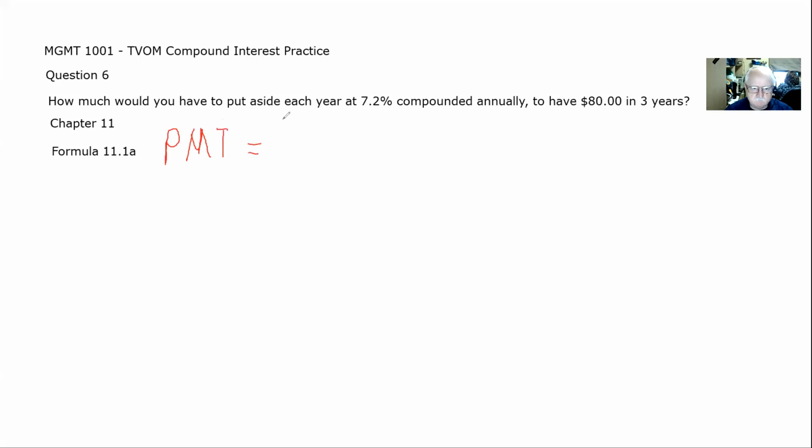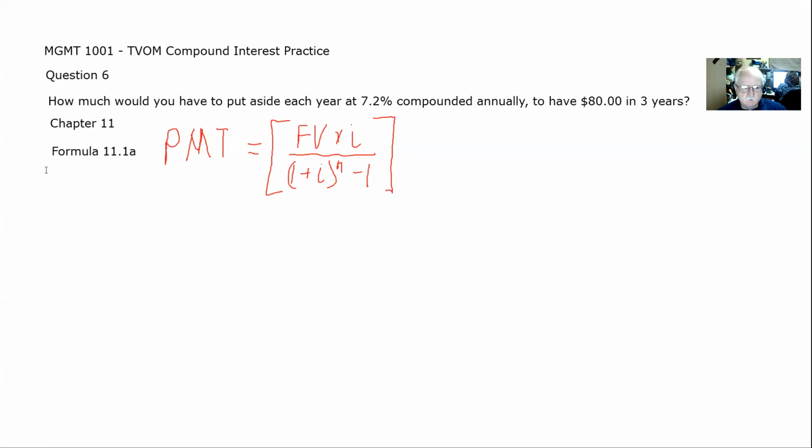Payment equals the future value times the interest rate over 1 plus the interest rate to the power of n minus 1.